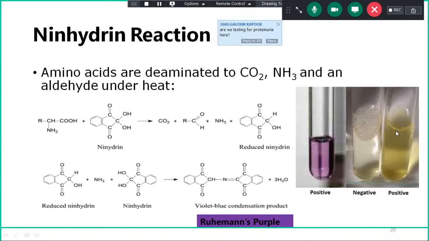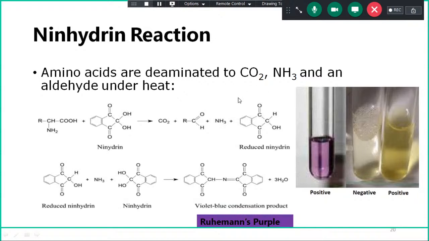But why are we testing for proteinuria here? Because these are just general tests for protein, and the ninhydrin test can also give a positive in serum.